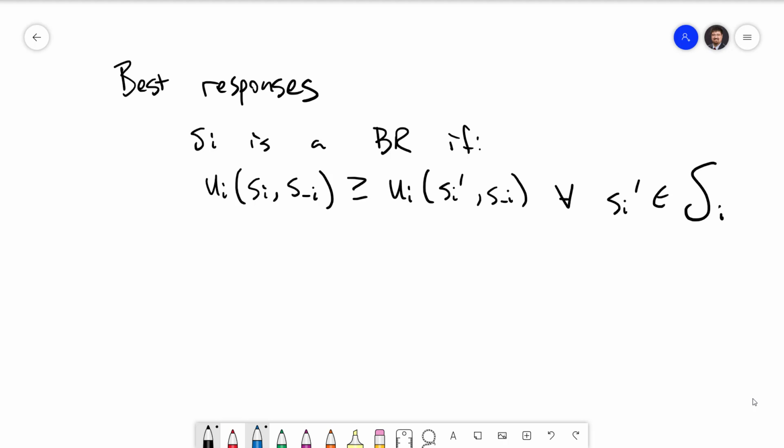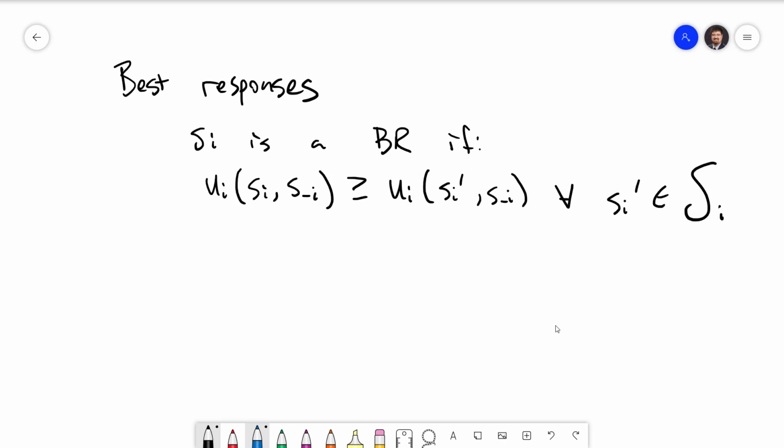This mathematical statement might look a little intimidating and confusing at first, but actually it's pretty simple if we break it down. This tells us that strategy S_i is a best response if it's impossible to improve the player's utility by switching to any other strategy. S_not_i, the other player's strategy, remains constant. We are fixing the other player's strategy and picking the best response to that strategy. Note that it's possible for there to be multiple strategies to be a best response if there is a tie.